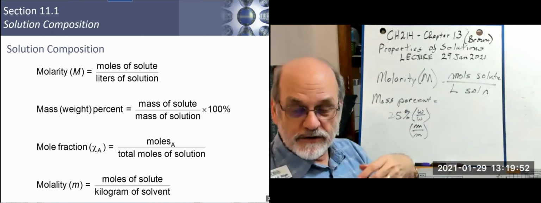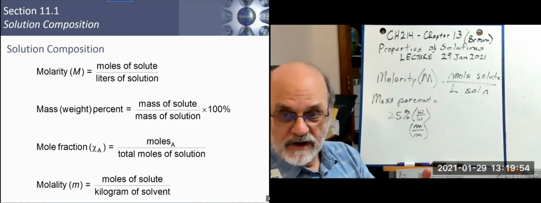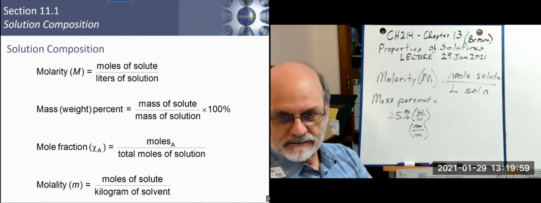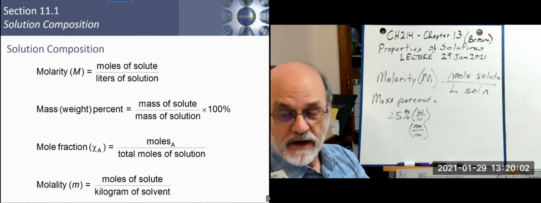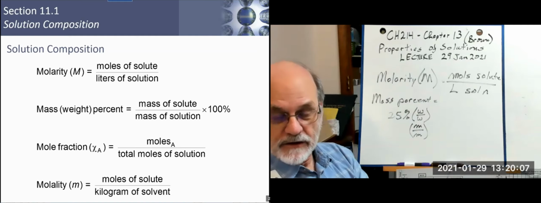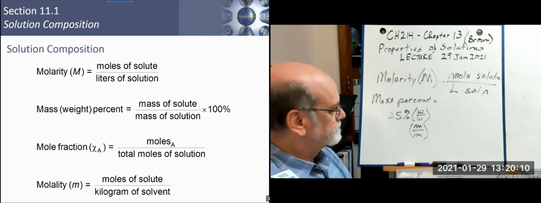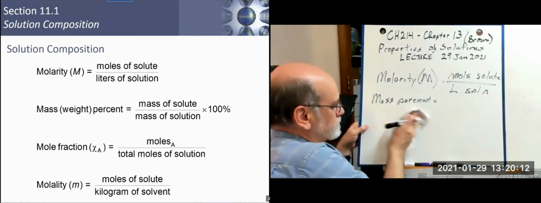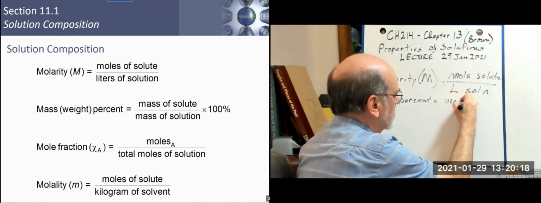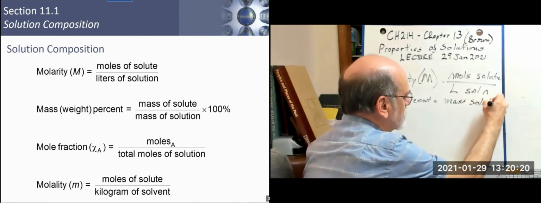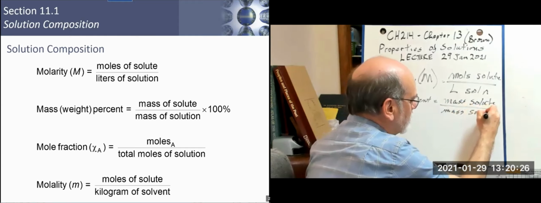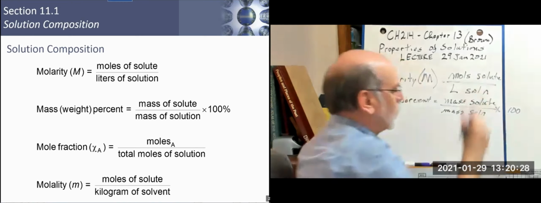But what you do is you identify the mass of the solute that's contained in a certain mass of the solution, right? So the mass of the solute divided by the total mass, and that includes the solute, the total mass, times 100. Let's see, mass of the solute divided by the mass of the solution times 100.